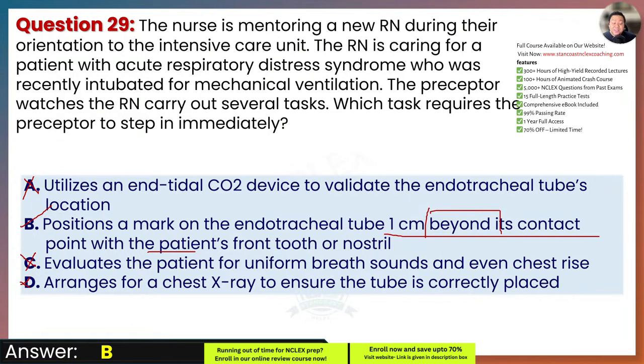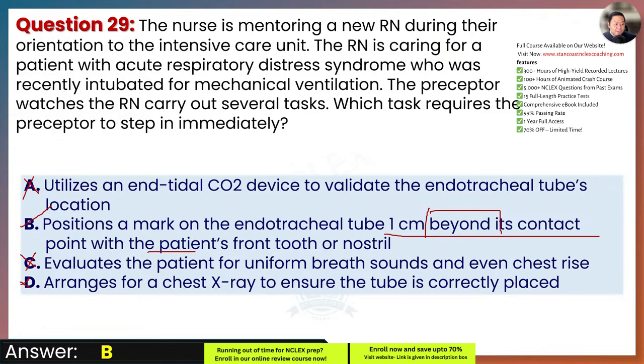You need to assess for bilateral breath sounds and even chest rise to ensure that the endotracheal tube is in the trachea and not misplaced in one of the main stem bronchi. And so if the tube is incorrectly placed, you're going to hear unilateral breath sounds and you will see asymmetrical chest rise. So this is also a huge step in verifying proper tube placement and ventilation.